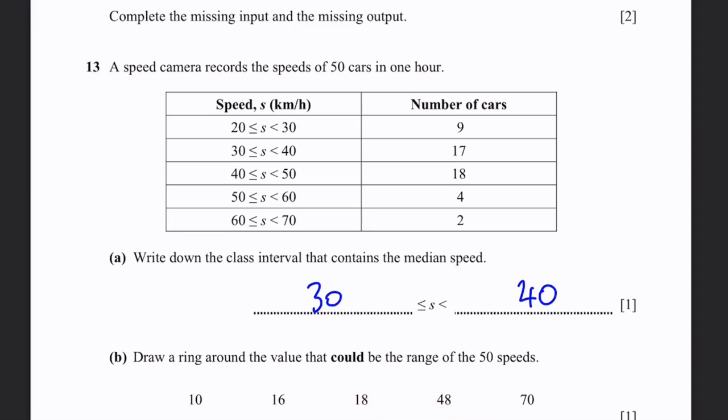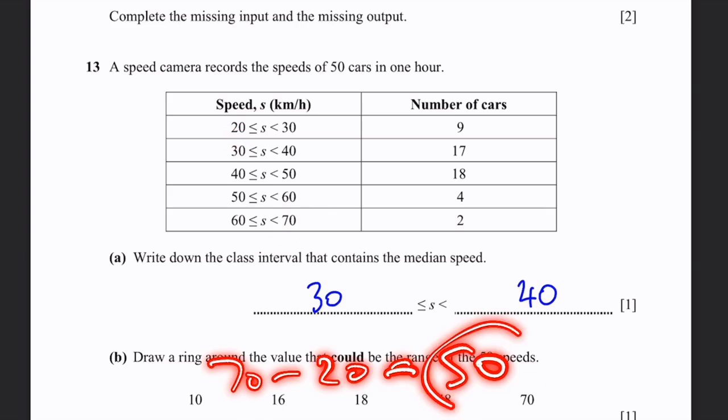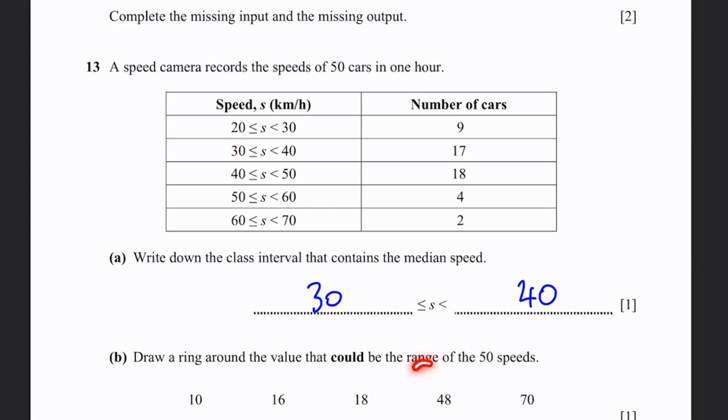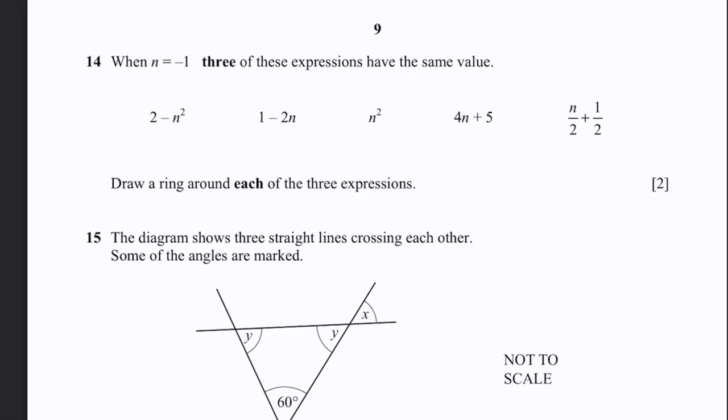So if we take a range for group data, we'll take the largest possible value 70 minus the smallest possible value 20, and that'll be 50. Which one is the closest to 50 in these numbers? We can see that 48 is just 2 in the number line away from 50, because 50 minus 2 is 48. So we can say that 48 is the closest value and it could be the range. That's the answer. Question 14.